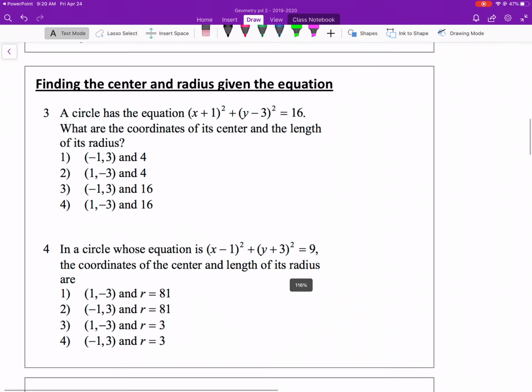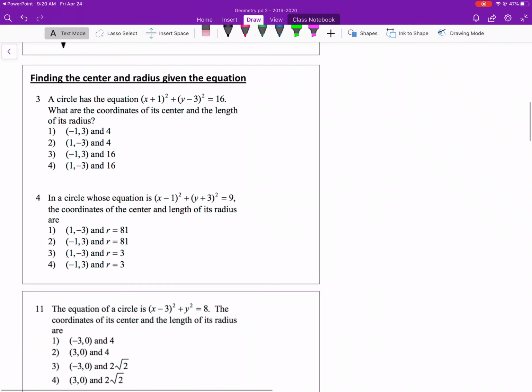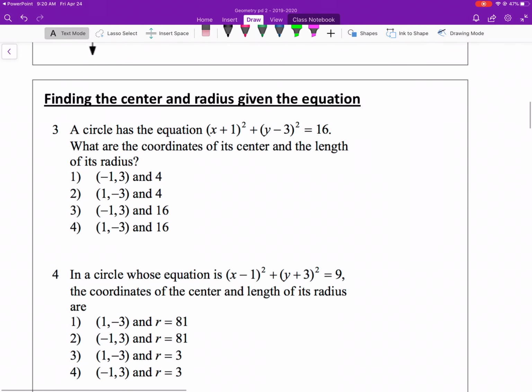the other. So the first 4 questions deal with finding the center and radius given the equation. So let's look at this first one here. Here's your equation. Remember, for the center, you have to change the signs. So our x value for the center, instead of positive 1, would be negative 1. And your y value for the center, instead of negative 3, would be positive 3.